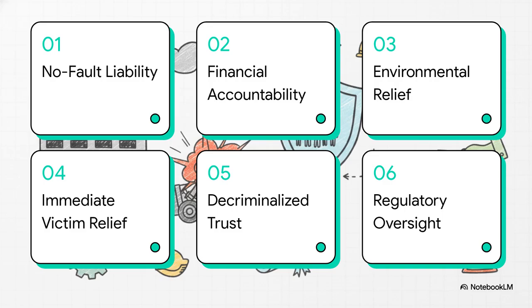Here's a quick look at our roadmap. We'll be covering the no-fault liability framework, how we hold the industry financially accountable, the Environmental Relief Fund, immediate relief for victims, the shift toward decriminalization, and finally, regulatory oversight and appeals.